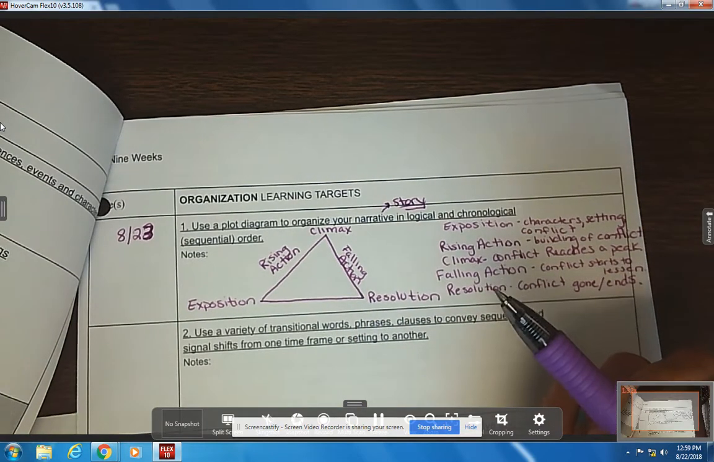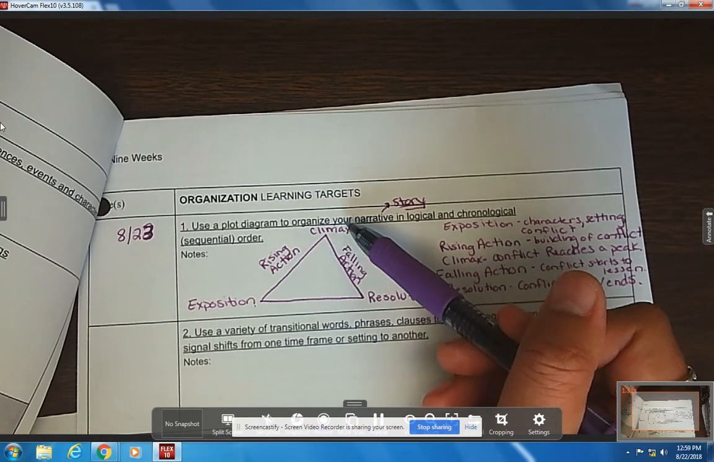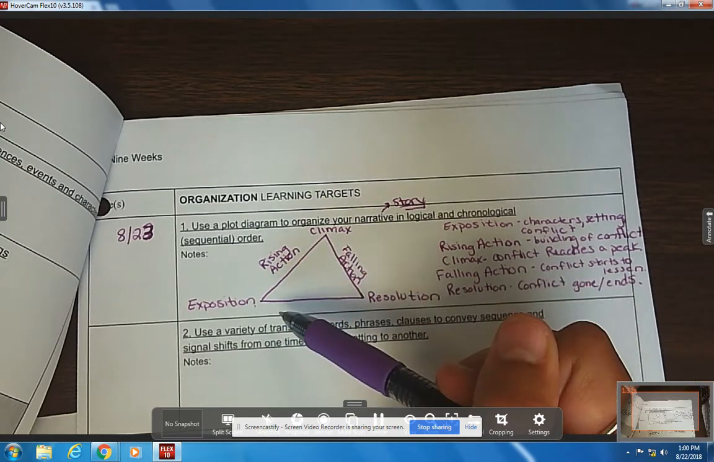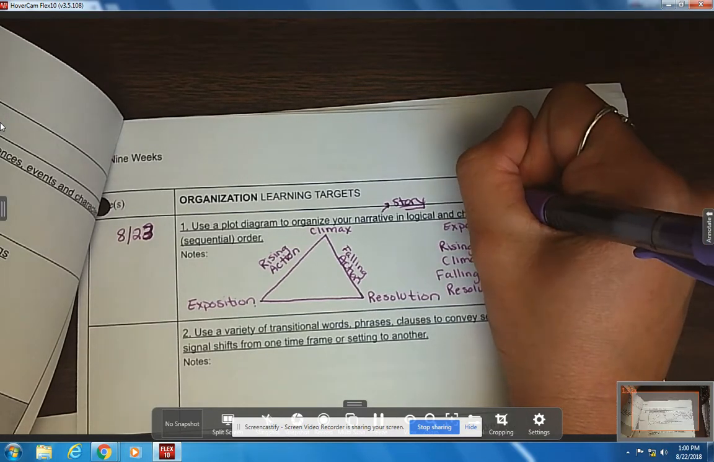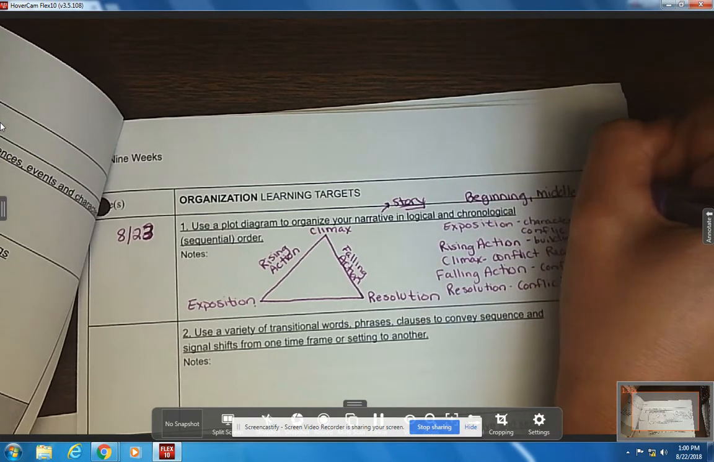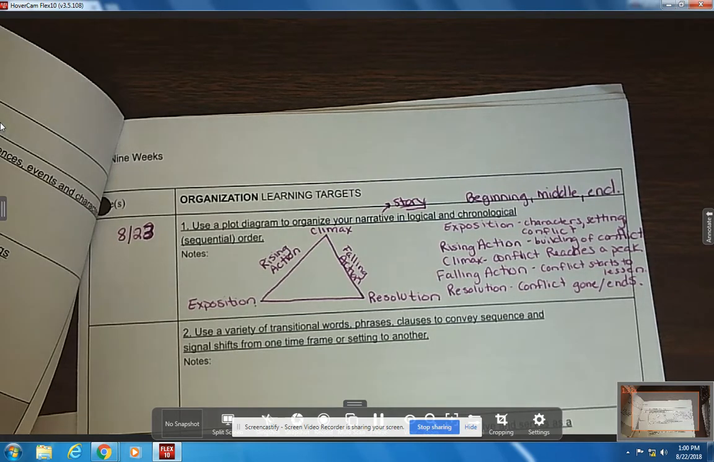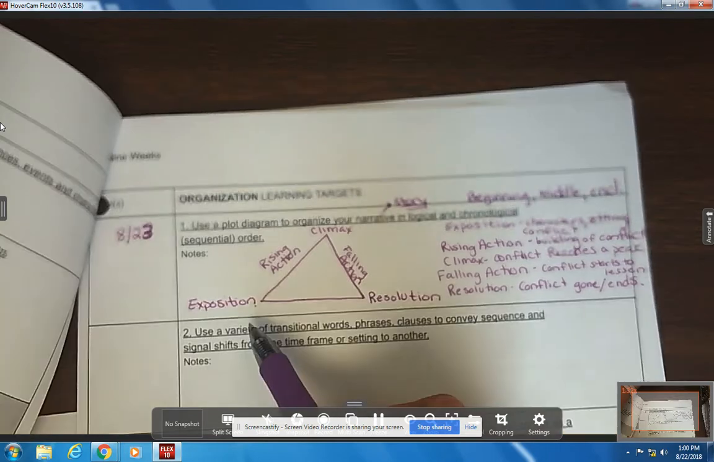In order to have a plot, we are referring to the items of an exposition, rising action, climax, falling action, and resolution. These areas of our story need to be in a logical or chronological order. Chronological order means it needs to have a beginning, middle, and an end. So we don't tell the story from the beginning and then jump to the end and then go back to the middle. Chronological order means it goes from the beginning to the middle to the end, following this format.